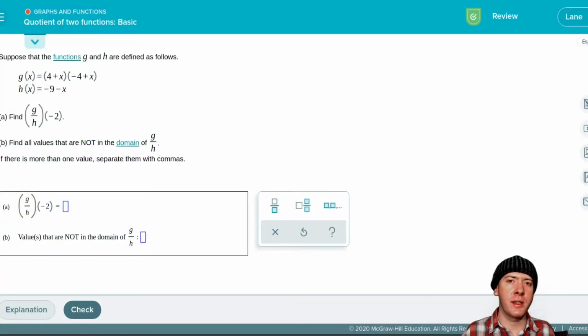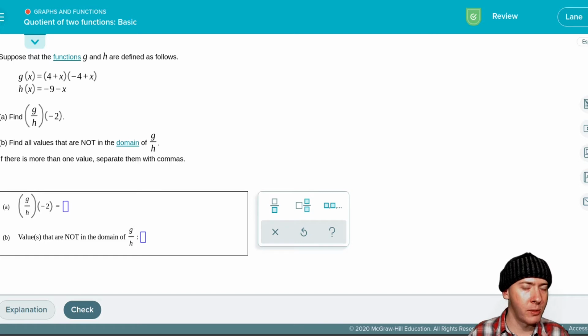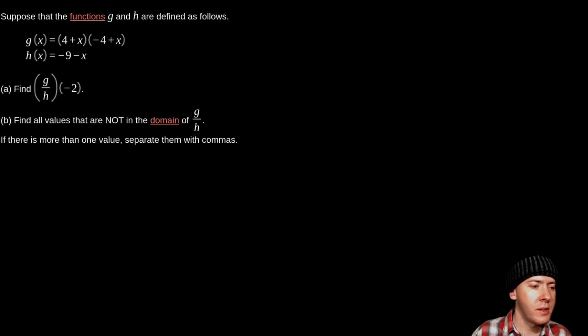Problems look something like this. I'd like to work through the first one with you, and then when we get to the second one, I'd like you to pause the video and see if you can work it out yourself. So I'm going to copy this onto the blackboard so that we have a little bit more room to work this out. Okay, this is what we are working with. We've got two functions, and our first problem is going to be to find the value of the quotient function.